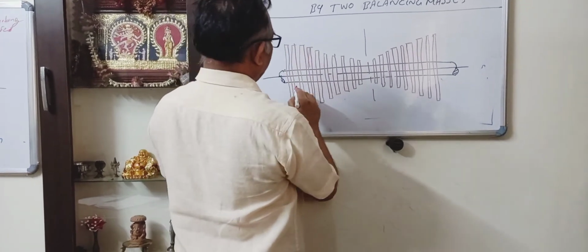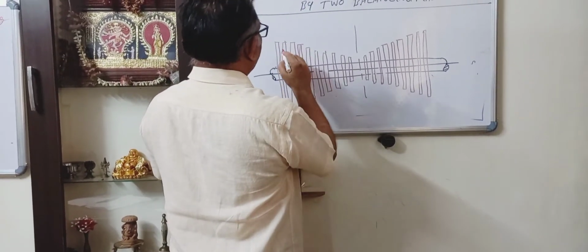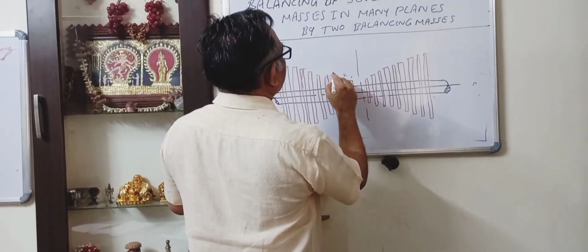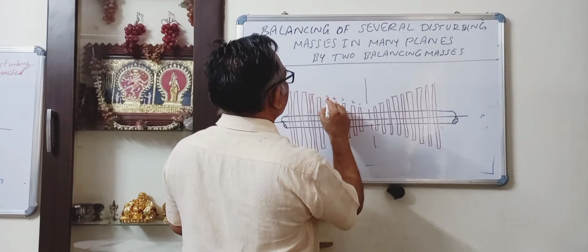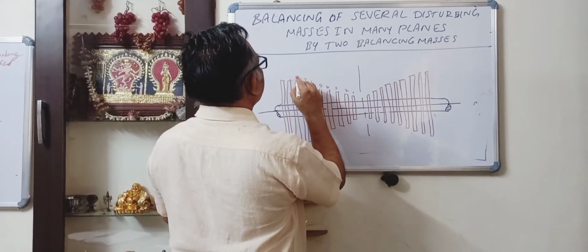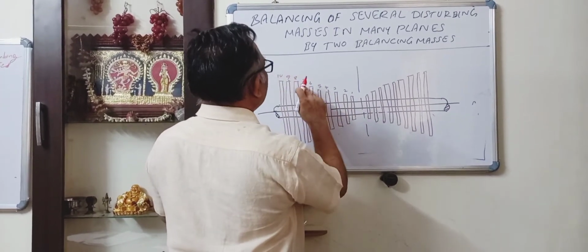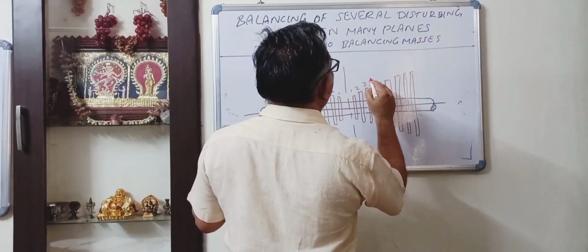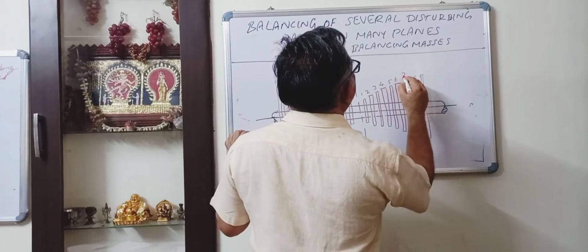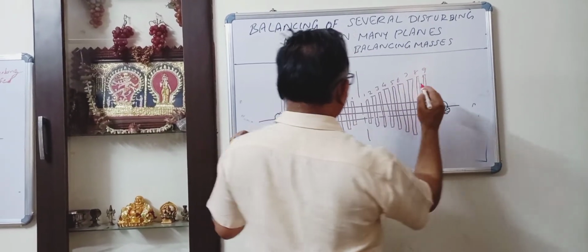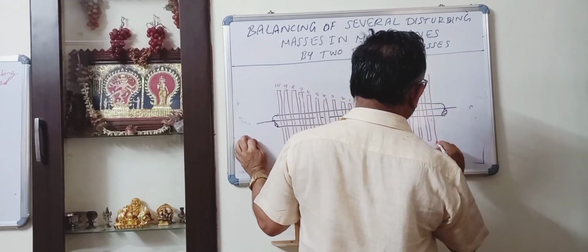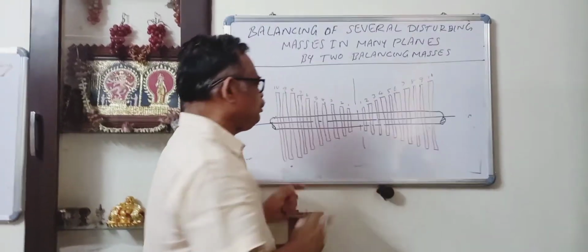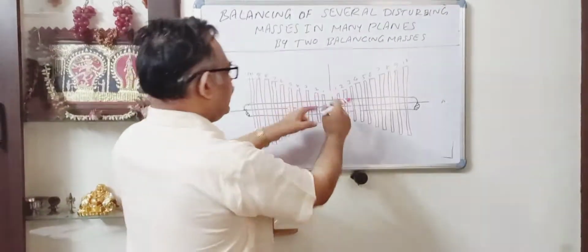So like this, 1, 2, 3. How many sets of blades are there? 1, 2, 3, 4, 5, 6, 7, 8, 9, 10. If 10 blades are there on this side, this side also 10 blades will be there. 1, 2, 3, 4, 5, 6, 7, 8, 9. Okay, we will put one more, right? So here also 10 blades are there, right? So the steam turbine will be at the center.